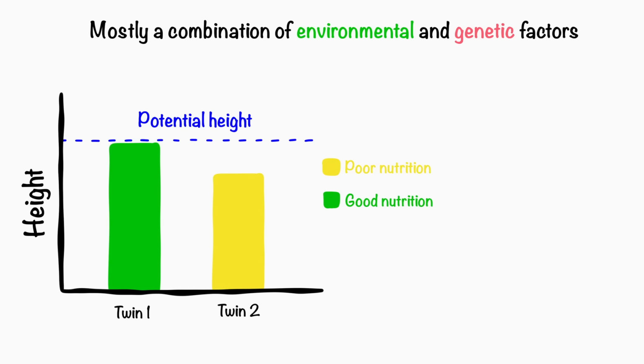Most characteristics are actually due to a mixture of genes and the environment. For example, your maximum height that you could possibly grow to is determined by your genes, but whether you actually reach that height depends on environmental factors like nutrition.